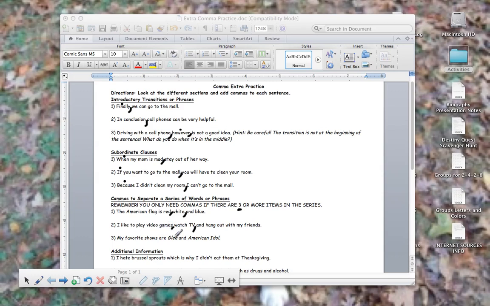My favorite shows are Glee and American Idol. There is no comma here because we only have 2 things, Glee and American Idol. Remember, you have to have 3 or more. So make sure you've made those corrections to your sheet. I'm going to erase these so that I can move up on the screen. So again, make sure you have those.